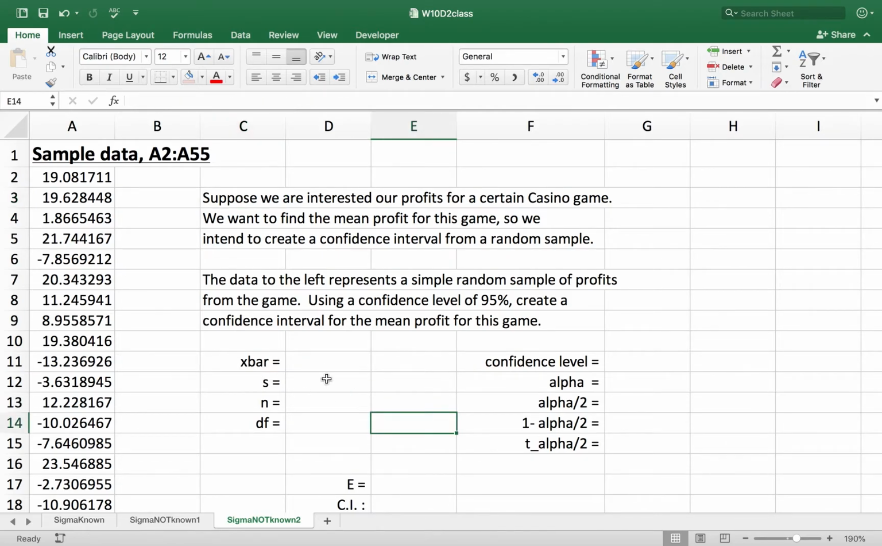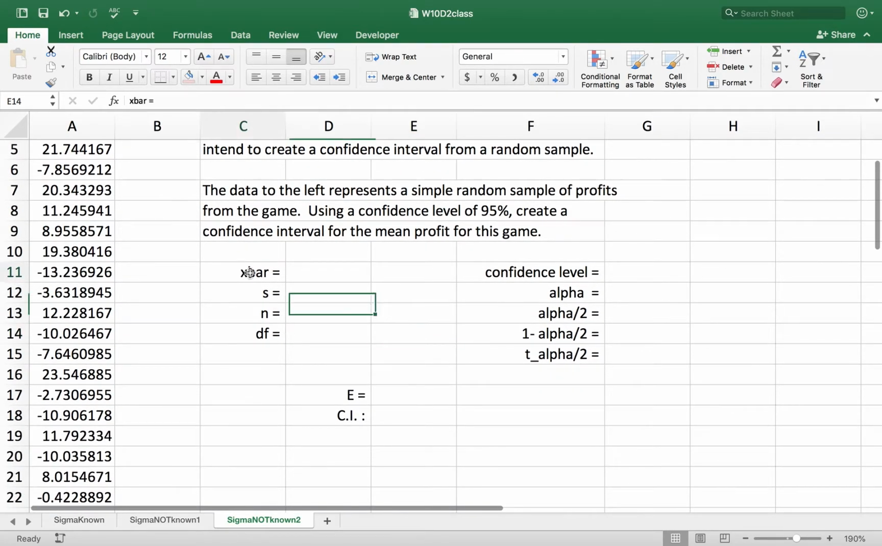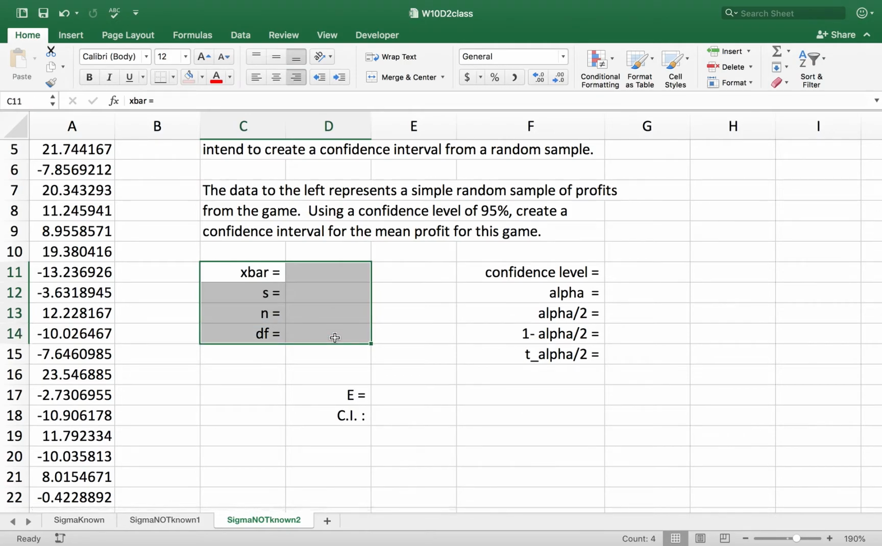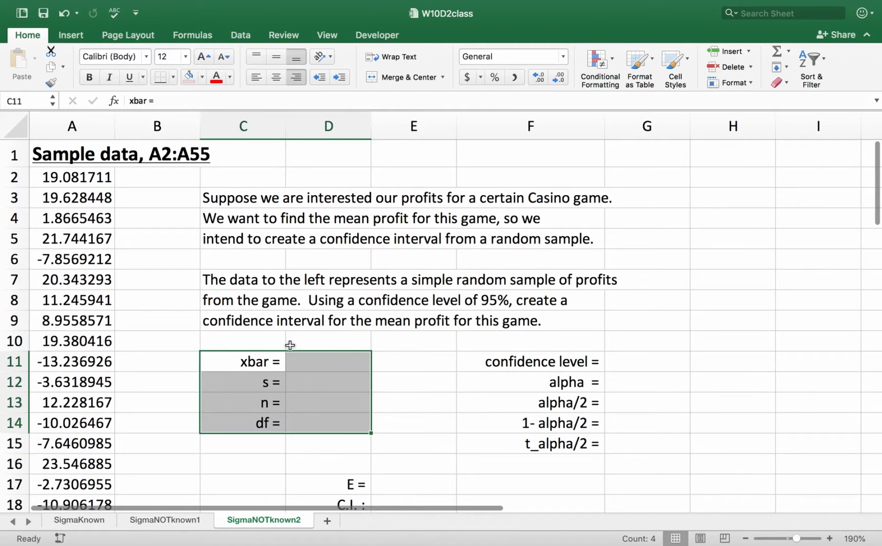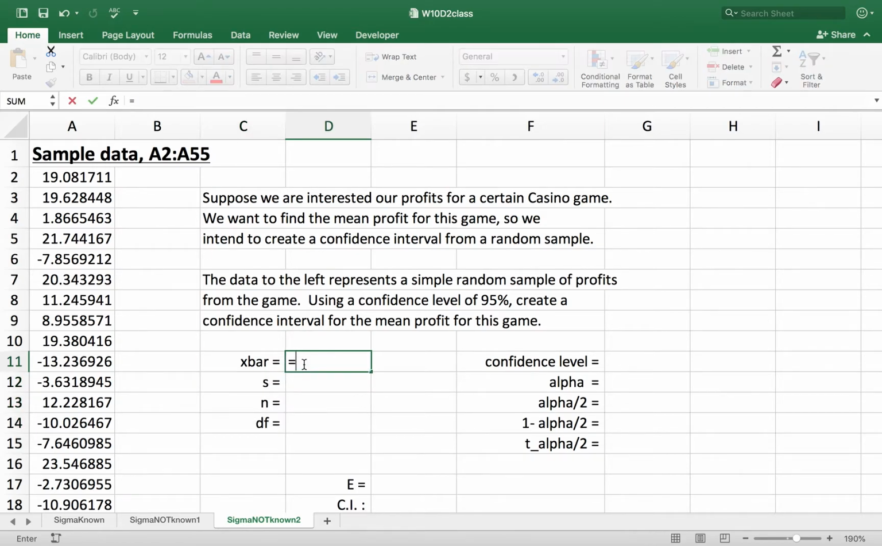Okay, so once again, we have things sort of split up in a nice way. We have all of the information that we can compute directly from our sample. And what we're going to use is just our regular old Excel commands in order to compute these. For example, we know that x bar is the sample mean, so we can just take a look at the average of A2 to A55. We also know that the sample standard deviation we can get using an stdev command. Again, A2 to A55.